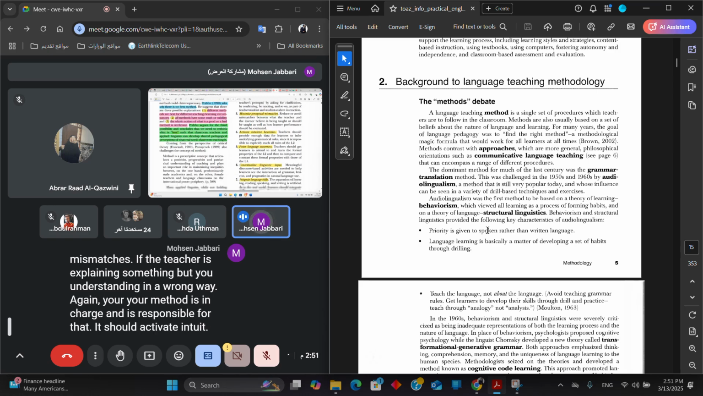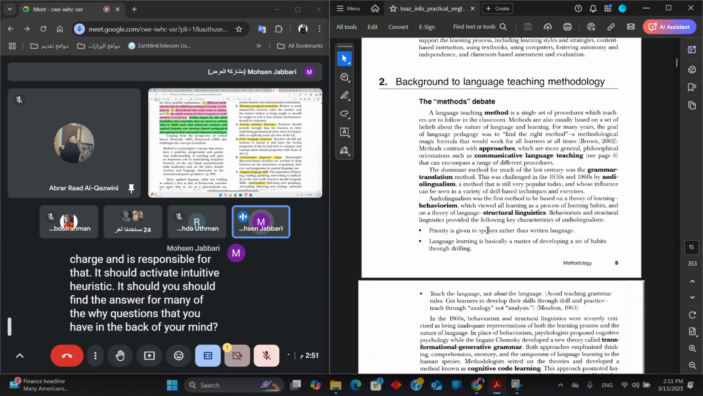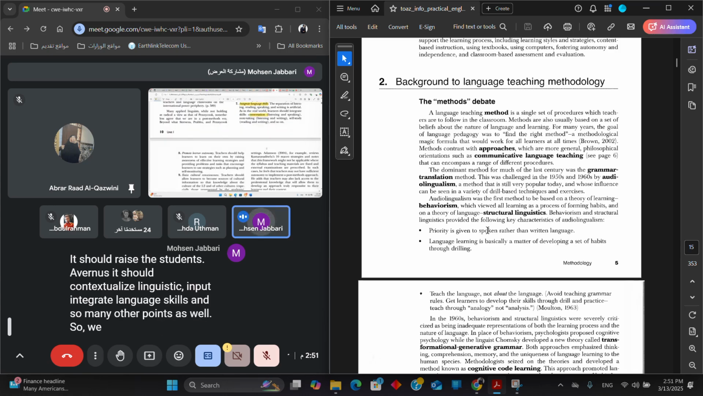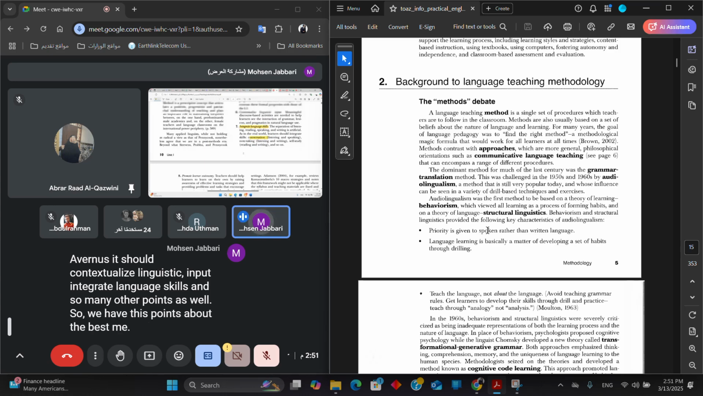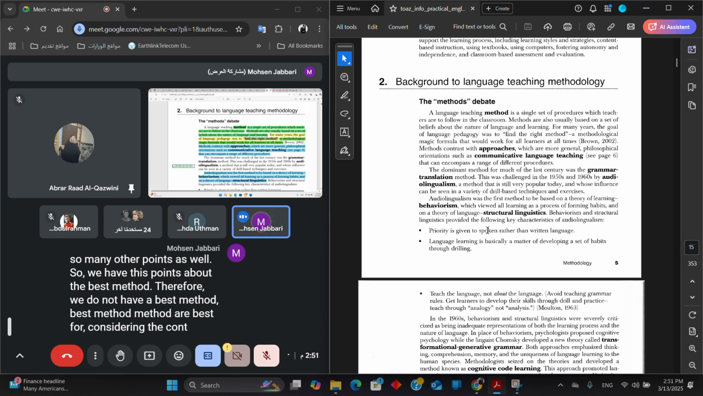It should activate intuitive heuristics. You should find the answer for many of the why questions that you have in the back of your mind. It should raise students' awareness. It should contextualize linguistic input, integrate language skills, and so many other points as well. So we have these points about the best method. Therefore, we do not have a best method. Methods are best when considering the context in which they're being used.